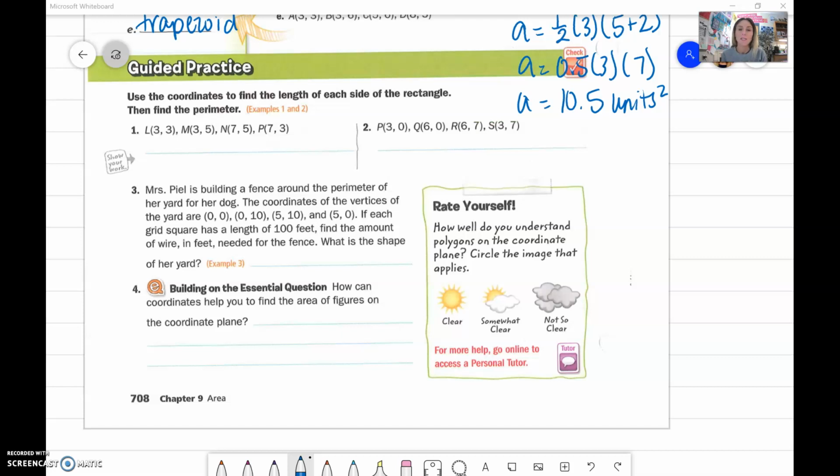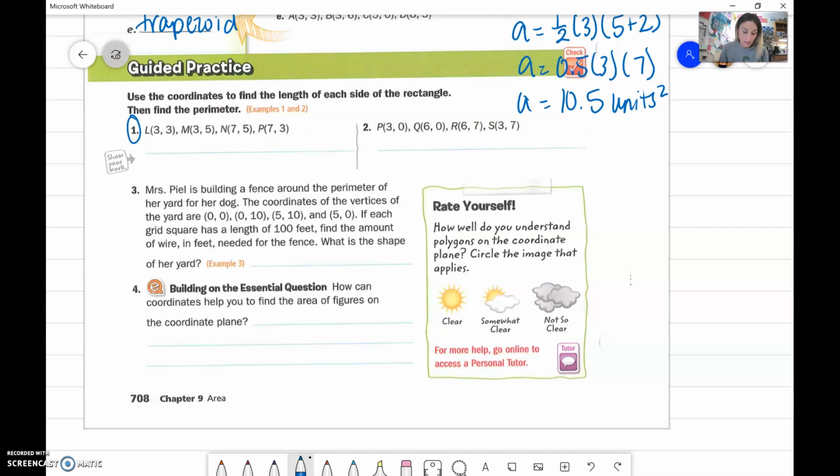Okay, here we are. We're going to continue with area and perimeter on the coordinate plane. This is just a second video if you need some extra practice. We're going to go over 1, 2, and 3 for some extra practice should you need it. Again, this is just if you needed it or wanted it, which I think is always a good thing.